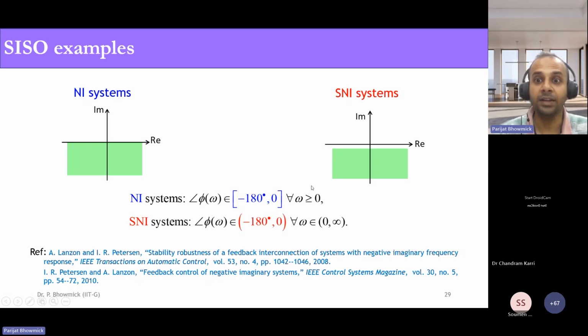But it would be certainly SNI if you see the polar plot is not touching anywhere on the real axis except 0 and infinity. Then it would be treated as an SNI system.